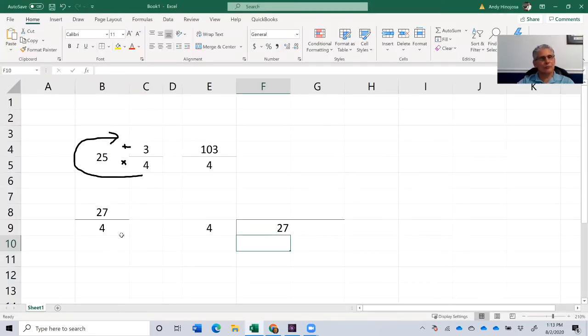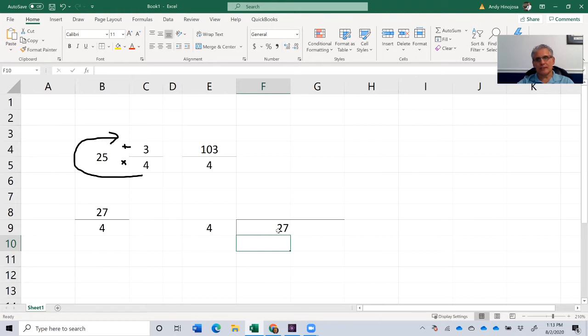So in this example, we have 27 over 4. This is an improper fraction, and we want to convert that to a mixed number. To do that, we're going to divide the 4 into 27, or 27 divided by 4. 4, divide that into 27.